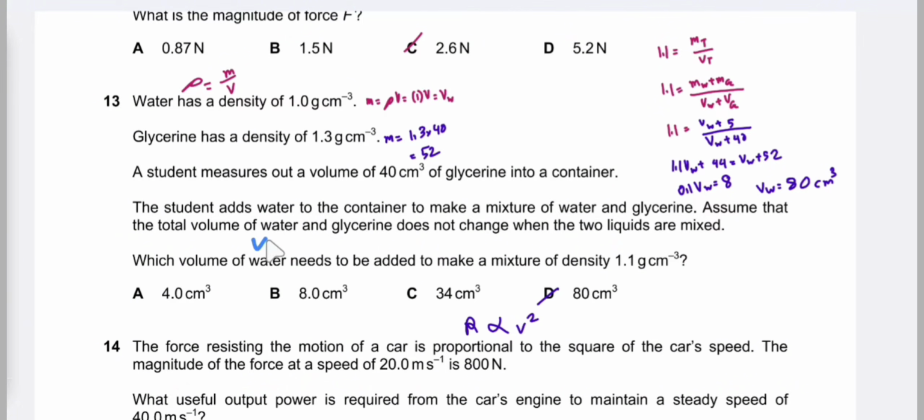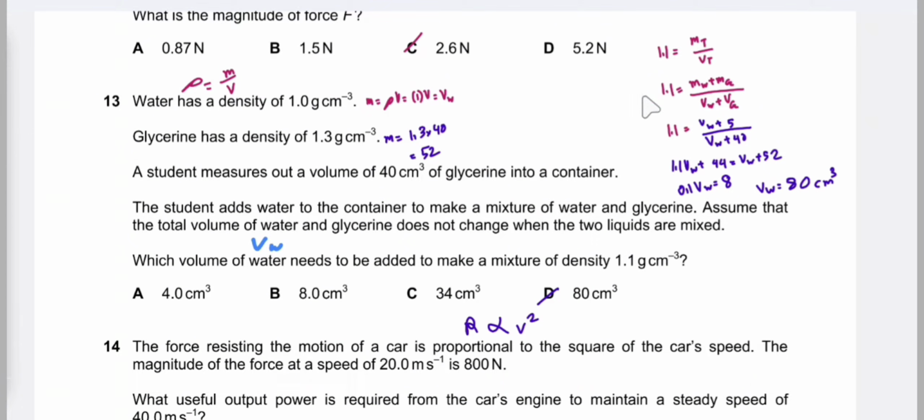So we need to find the volume of water that is being added. So first of all, we need to know the density is equal to mass by volume. So we have given the value of total density. So the total density of the combined liquid is 1.1. So total density is equal to total mass by total volume. And we know the value of total density.